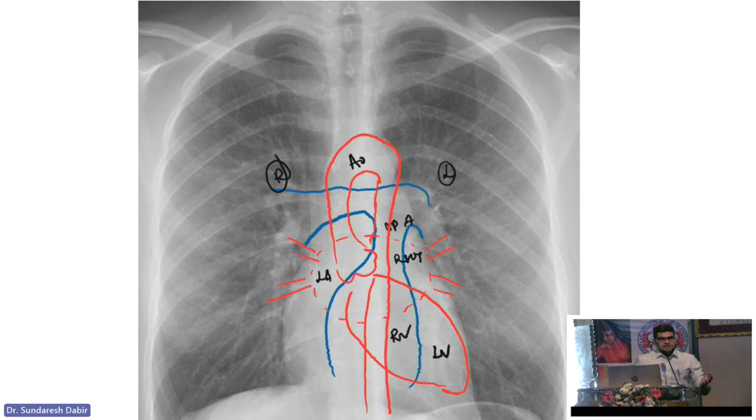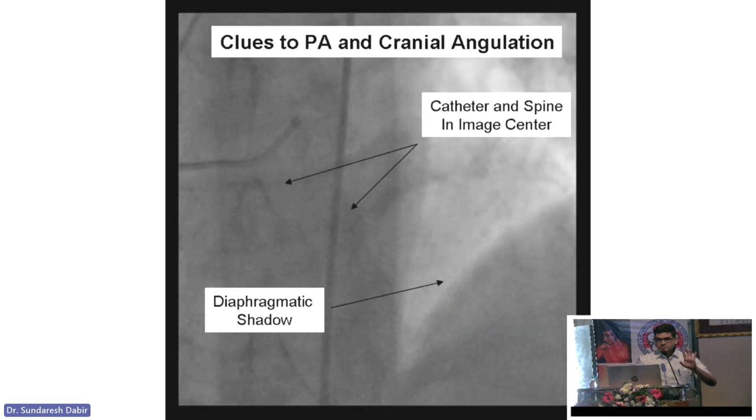Again, as I said, how do we understand whether we are in LAO or RAO? I'm going to make it quick. Very simple, when you're looking at a projection, suppose you're taking an LAO view of me, I'm turning to the right. What will happen is the spine will move to the opposite side. For a cranial angulation, whenever you have a cranial angulation, you will see a diaphragm. If you're not seeing a clear diaphragm, it is either caudal or plain projection.